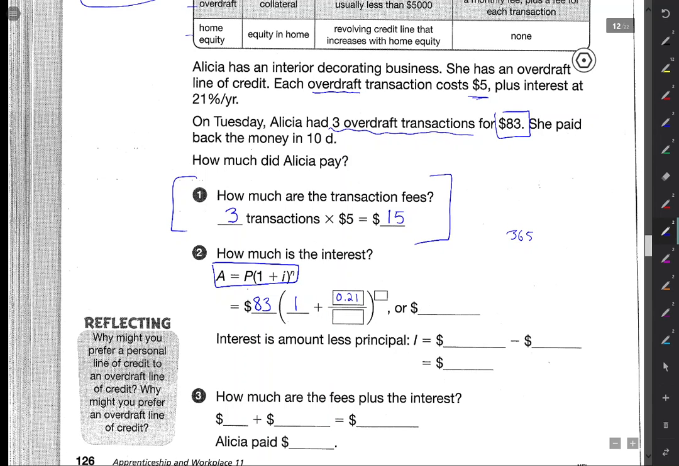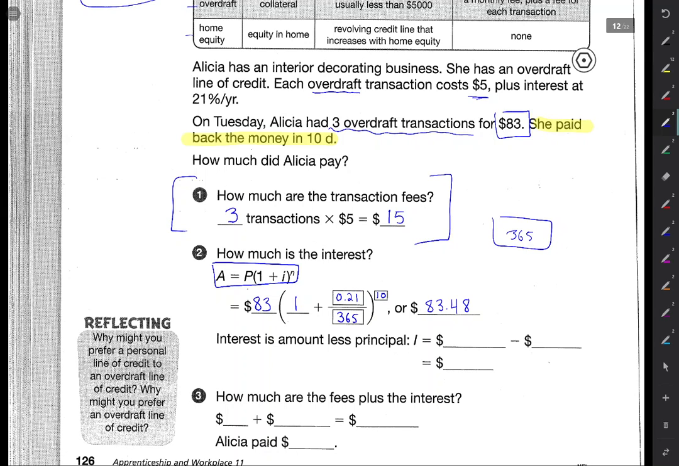And then on the bottom, it's the amount of times per year it is compounded. And remember, it's compounded daily. That's what we wrote over here. So on the bottom, it would be 365. And then up here is how many times it is compounded for Alicia's situation. So if it's compounded daily and it says she paid back the money in 10 days, that means that it compounded 10 times because it compounded daily for 10 days. So now you're going to plug this into your calculator and you should get $83.48.